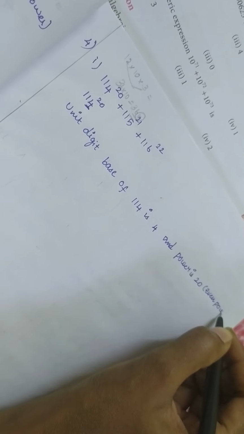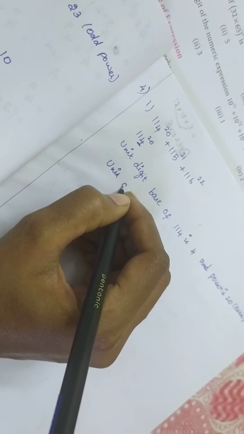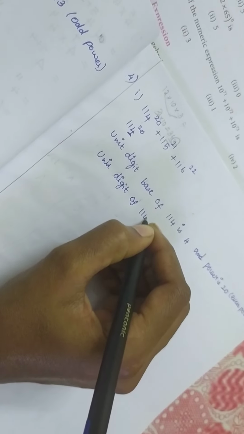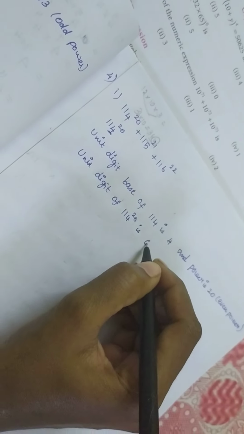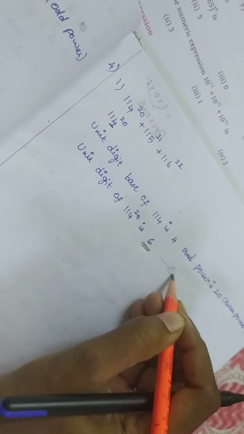20 is an even power. So if you have an even power for 4, what is the unit digit? The unit digit of 114 power 20 is 6. If it is an even power, the unit digit is 6. Okay, note this, highlight this, the first one.